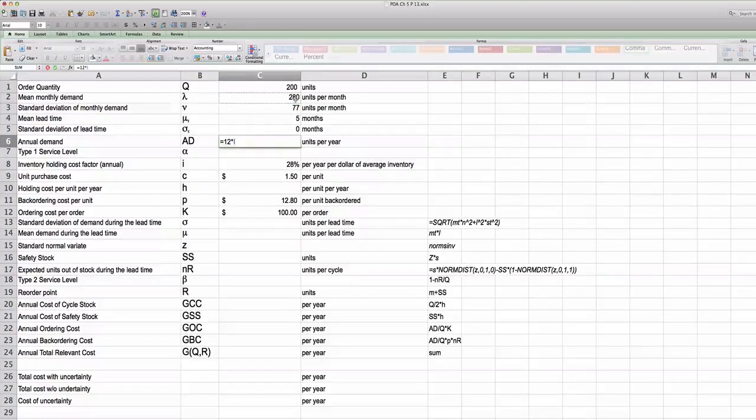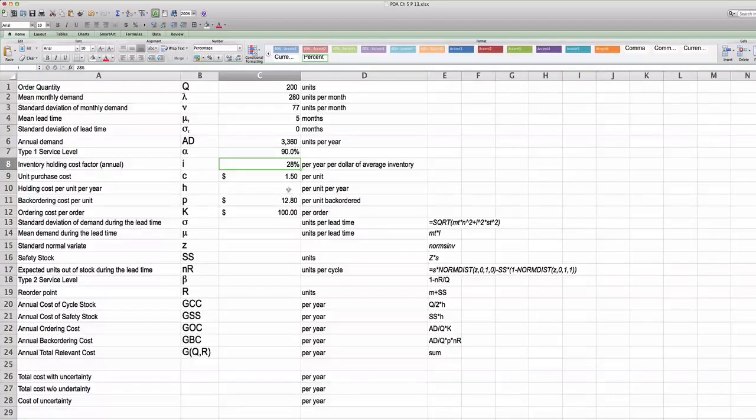Now, as for the type of service level alpha, again, I will start out by putting some placeholder value. Right now, let's say 90%. Again, it doesn't matter what we really put here. I will explain later why. I'm just putting in some random number here. Now I will also calculate the holding cost, which is, of course, as always, I times C. So in this case, my holding cost per unit per year is 42 cents.